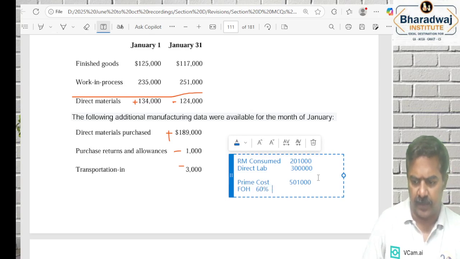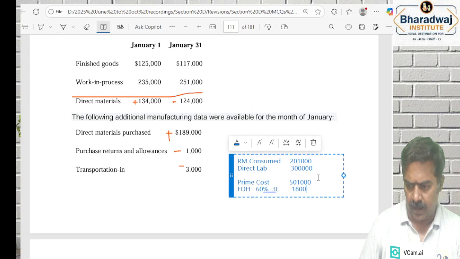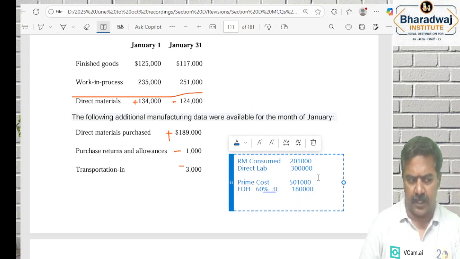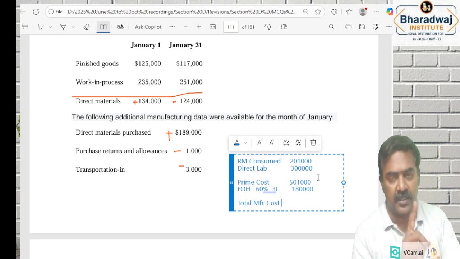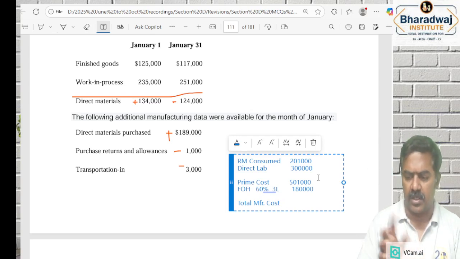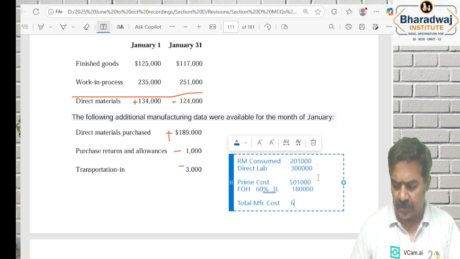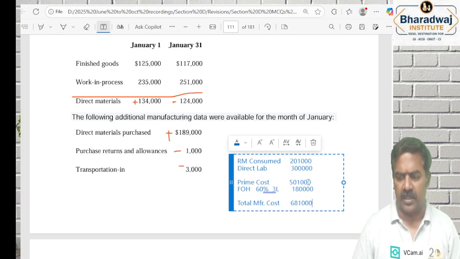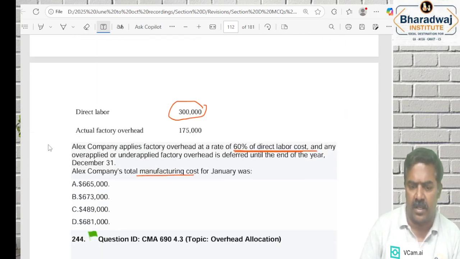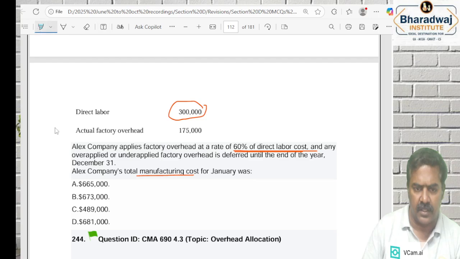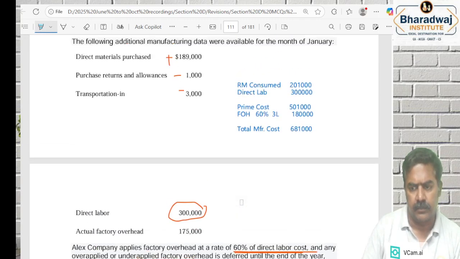60% of direct labor, 1,90,000. So this will give us production cost. Otherwise, we can call it total manufacturing cost. They don't ask you cost of goods manufactured, they ask you total manufacturing cost. Don't adjust WIP. How much is it? 6,81,000 is the total manufacturing cost before adjusting WIP. Answer is 6,81,000.